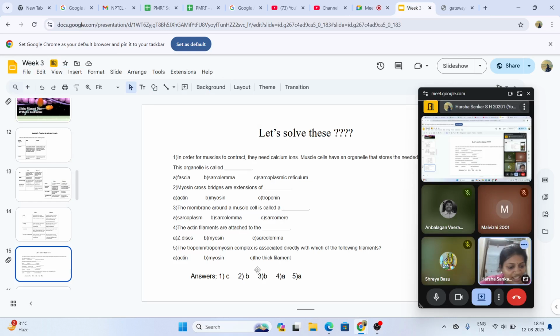Correct answer is actin. Basically, actin has three parts, right? Troponin, tropomyosin, and actin. So they are basically always connected with actin only, right? And I said there is a clue in the option because thick filament and myosin are the same. Thick filament is the myosin filament, right? So we can avoid B and C, and the correct answer is option A, actin. Okay. Moving to the next question.